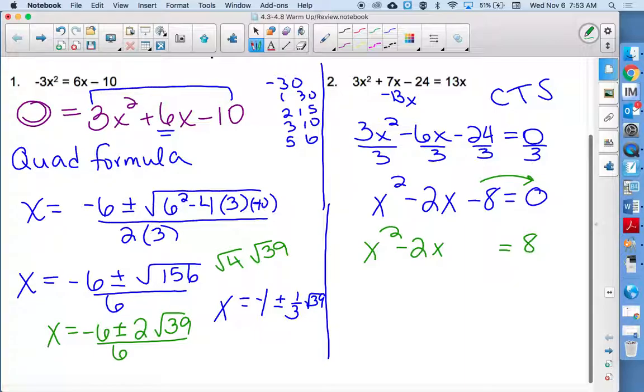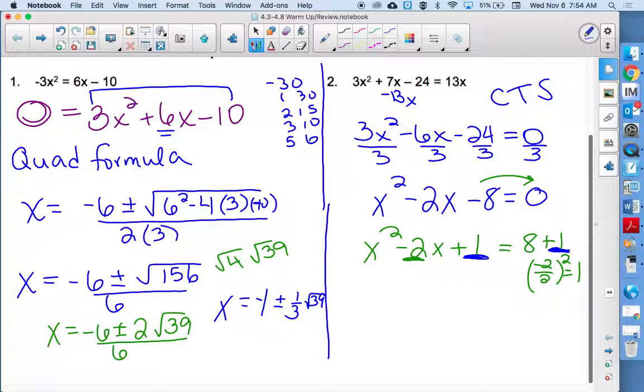Anybody remember what you do next to complete the square? Chris? Right, so we take the b number, the value in the middle, divide it by 2, and square it. Chris, negative 2 divided by 2 squared is 1. So we add a 1 to complete the square, but don't forget you also have to add a 1 on the other side. This needs to be equivalent. So whatever I'm doing to one side, I have to do the same thing to the other.